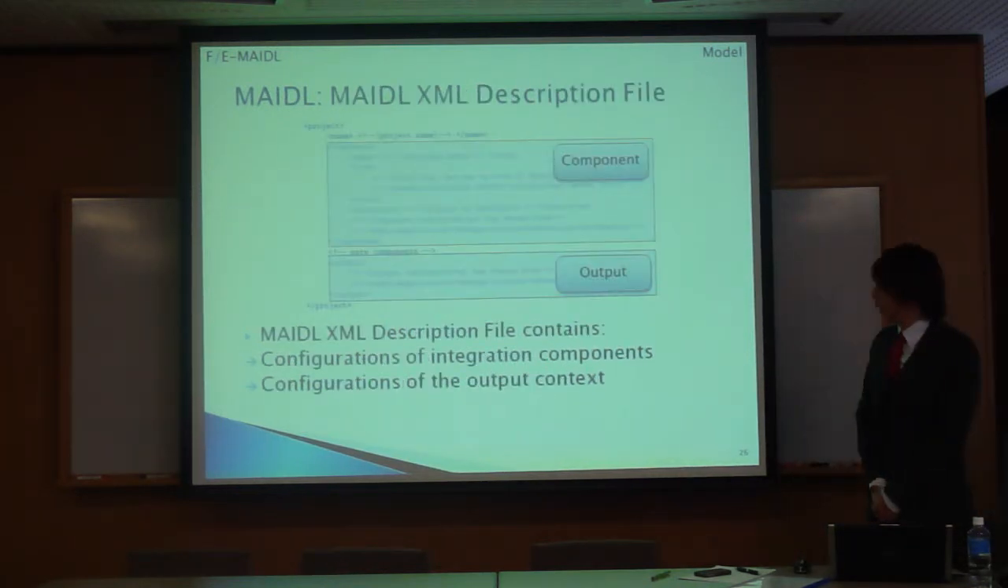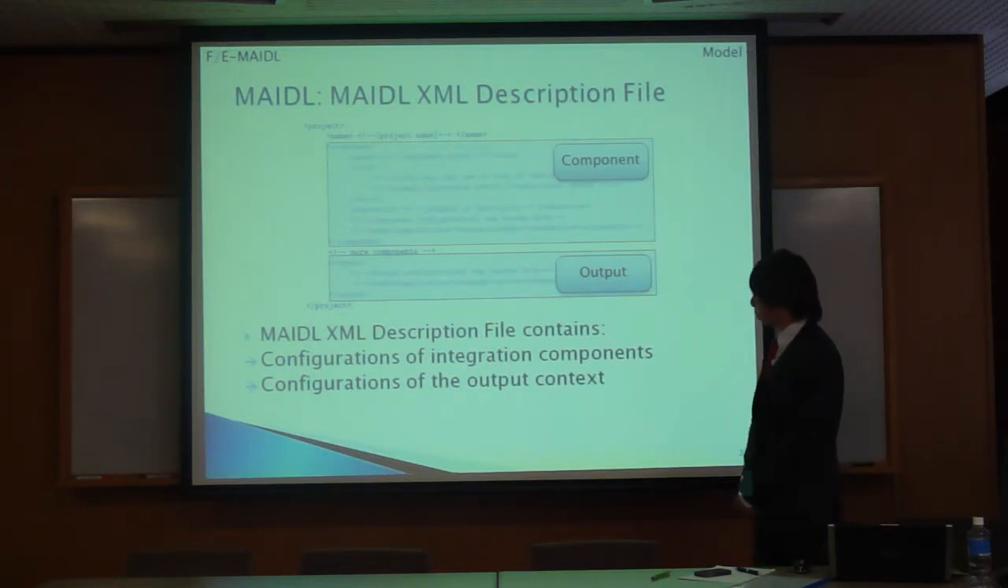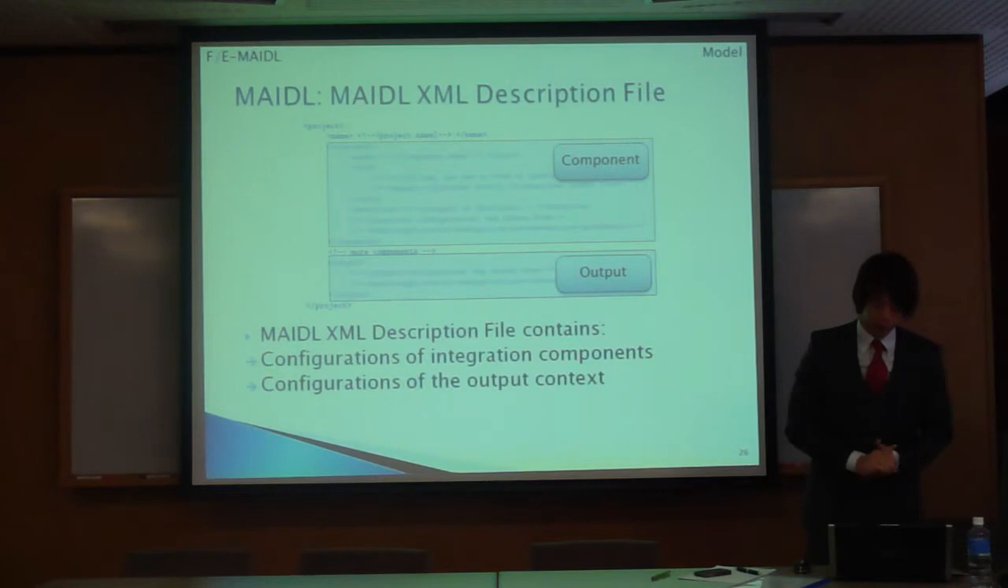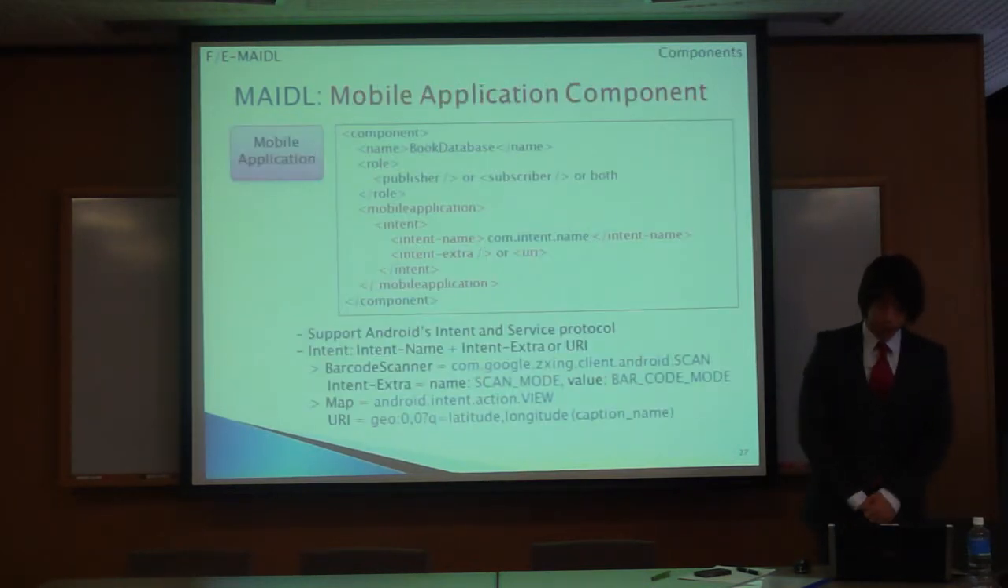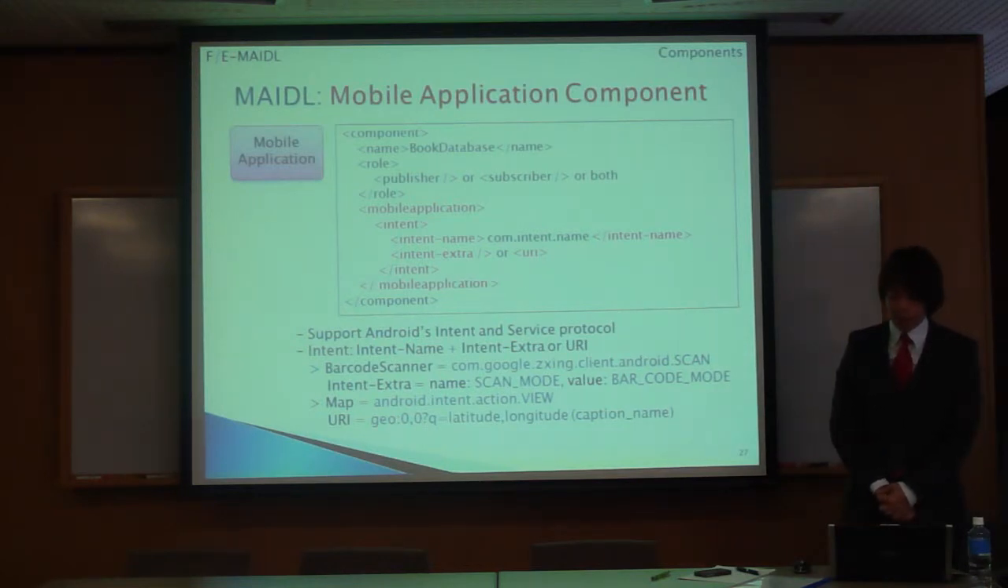After you have your integration model, when you create the MIDO XML description file, the file will contain the configuration of integration components, all the components that you have, and the configuration of the output context that you would like to see in the final process. Next, I would like to explain the main components in MIDO. So first, the mobile application component can communicate with mobile applications with the Android intent and service protocol.